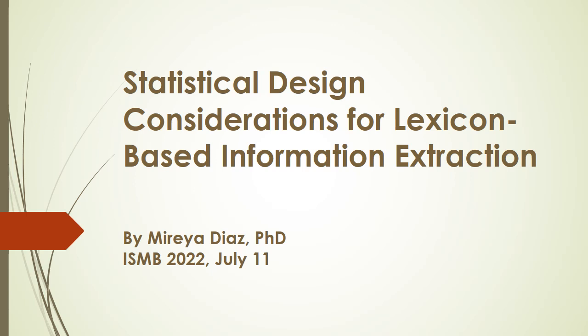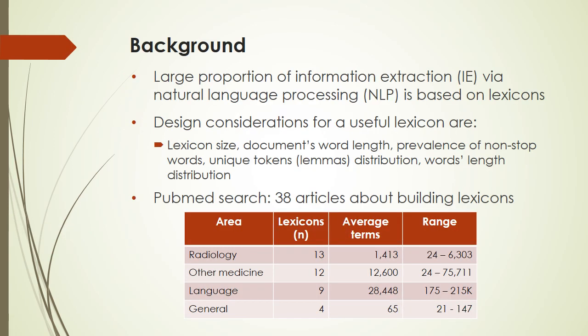Afternoon. I will present some statistical issues to consider when designing your study to build a corpus for lexicon-based information extraction. A large proportion of information extraction via NLP is based on lexicons. Parameters we need to consider when designing a lexicon are its size, the document's word length, the prevalence of non-stop words, the unique tokens, and the word length distributions.